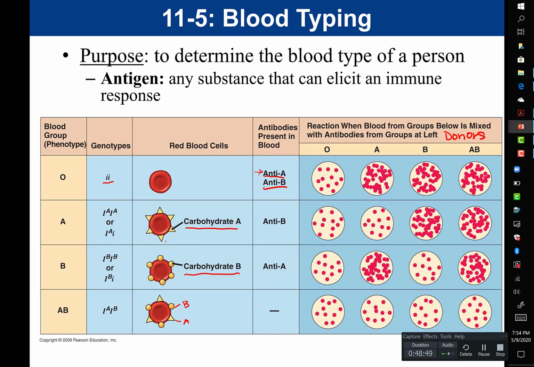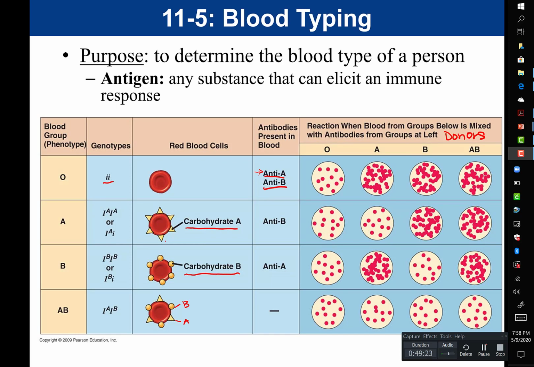So notice, if you are type O blood, the only blood that you can receive safely would be type O blood, because O would be seen as self, and A is foreign, B is foreign, AB is foreign. So if you're blood type O, your genotype is little i. You have to have the recessive alleles, and the only blood you can receive is going to be O, because it's the only one that's seen as self.